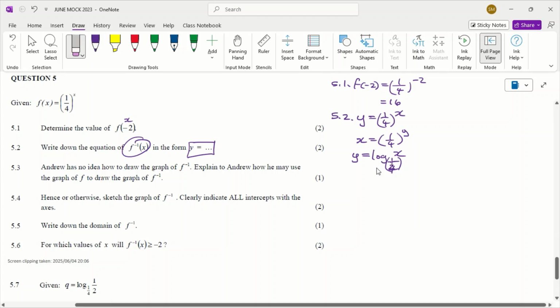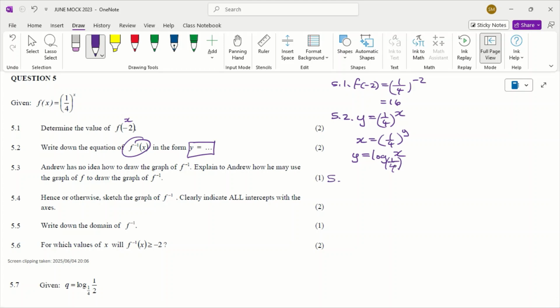Okay, just to make this clear, I'll rewrite this as 1 over 4. Yeah. So now we have to write 5.3. 5.3 says that Andrew has no idea how to draw the graph of the inverse. So you need to explain how he may use the graph of f to draw the inverse of f.